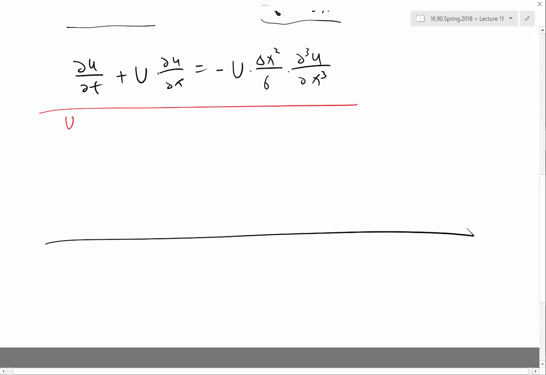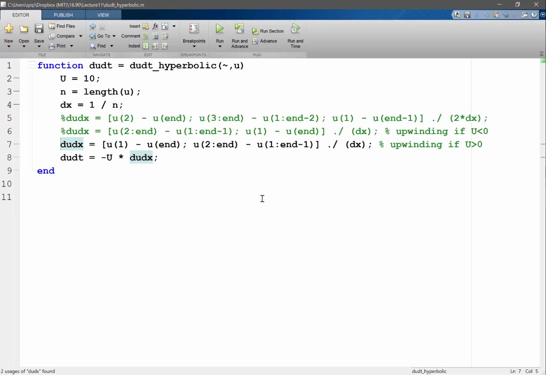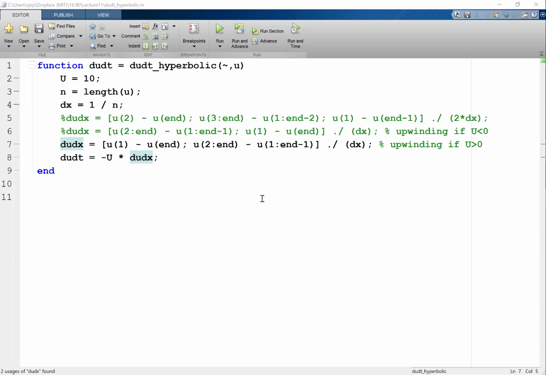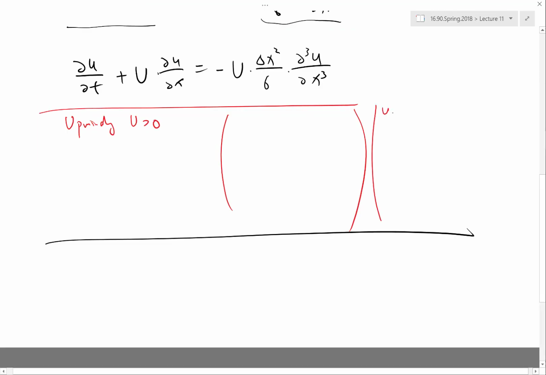Right, so the upwinding, let me write it down. Here, upwinding for u greater than 0. So the matrix would be what? du1/dt is equal to u1 minus un. So in terms of the matrix, the first row would be what? Right, u1 minus un. What is the first row of the matrix?